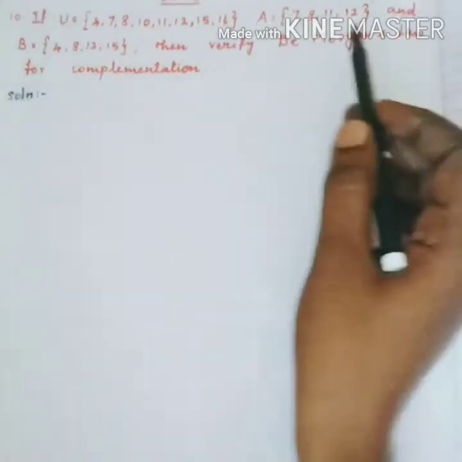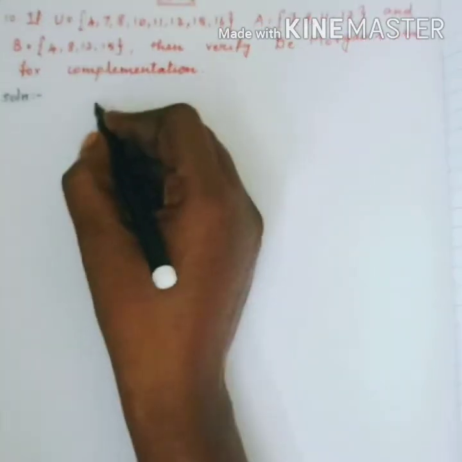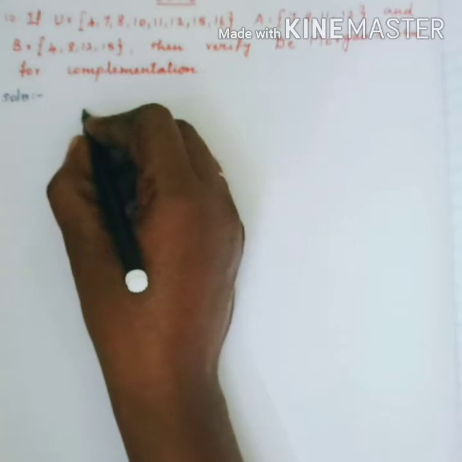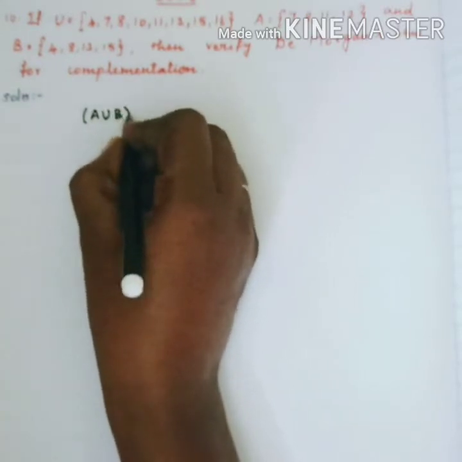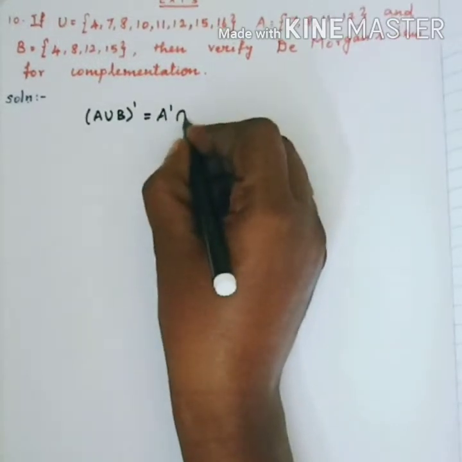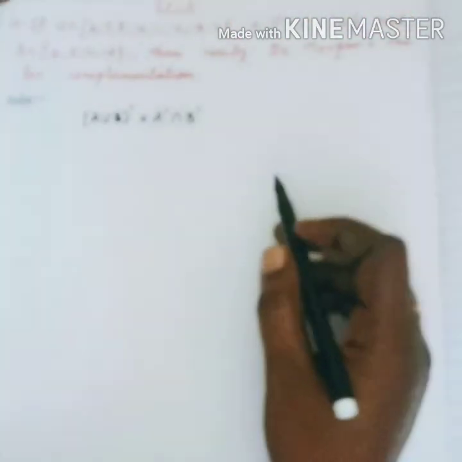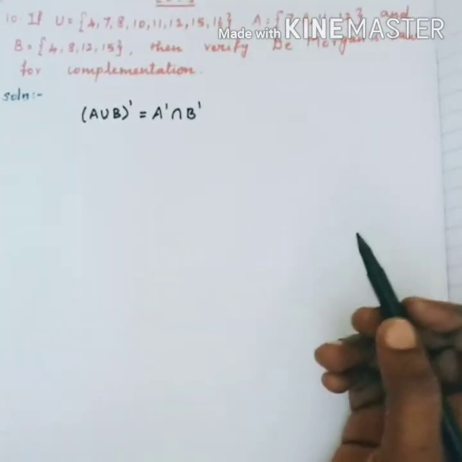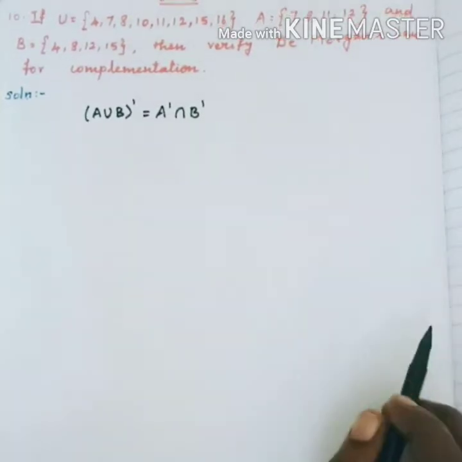Solution. What is De Morgan's law for complementation? You already know that (A union B) dash is equal to A dash intersection B dash. This is called De Morgan's law for complementation. We have two laws in De Morgan's law of complementation. Use any one of the laws in this sum.